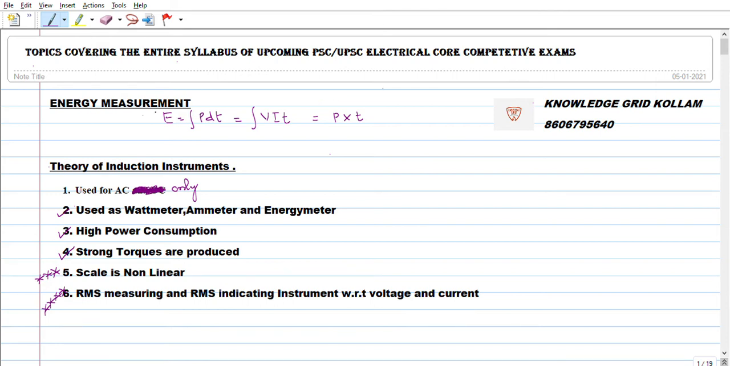Then, other points to remember. Another point: induction instruments are used as energy meters. Which instruments are used as energy meters? Induction instruments are used as energy meters.